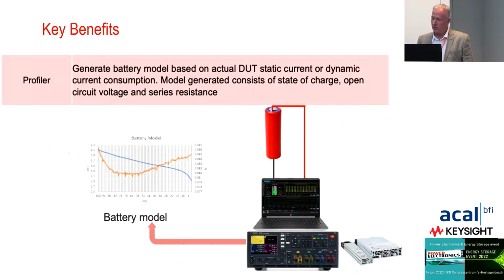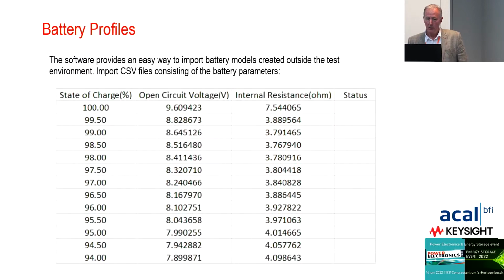In terms of the benefits that this particular thing offers, you're able to generate a battery model based on an actual device under test, using either static or dynamic current consumption. And again, you can see on the graph here, we've got the internal resistance in orange and the output voltage in blue. Very, very simple, but this can be scaled, as you'll see in later slides. Here's an example of a typical battery profile. This is created from this solution as a simple spreadsheet. So you have a column showing the state of charge, the open circuit voltage, and the internal resistance.